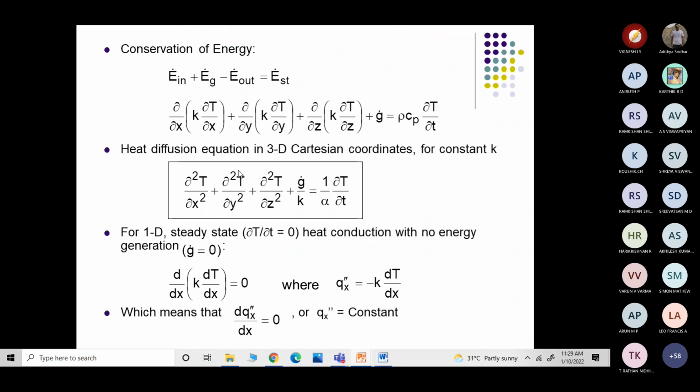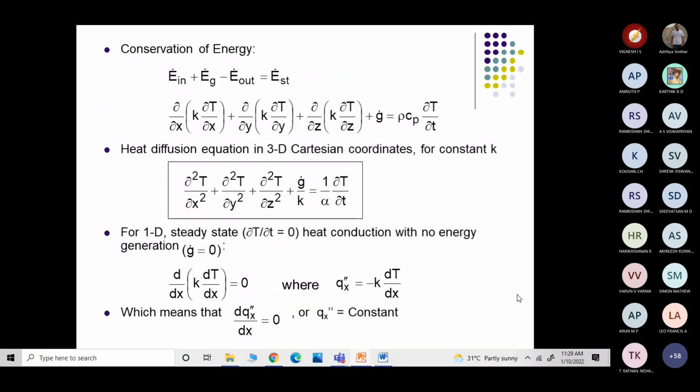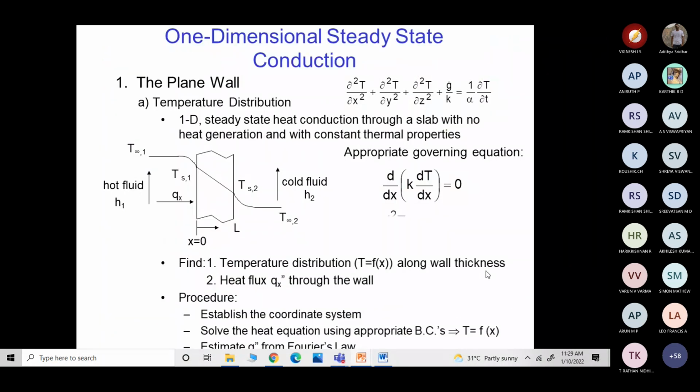This particular equation is very important, and how we get this equation is given in all the heat and mass transfer textbooks. See, you have to start from this equation, write all the steps, and finally you have to get this expression.